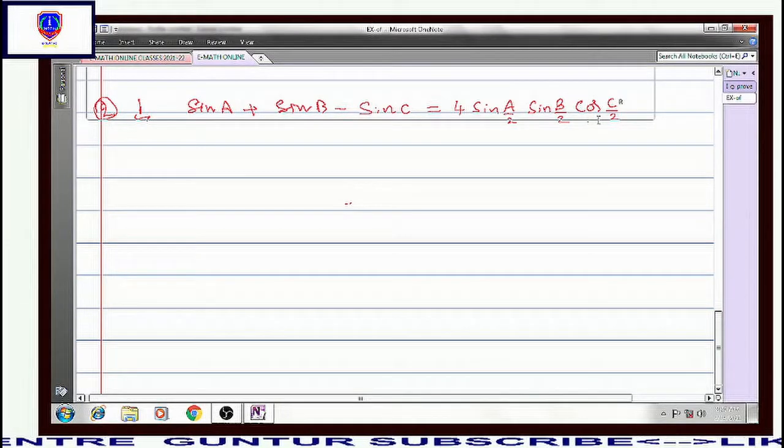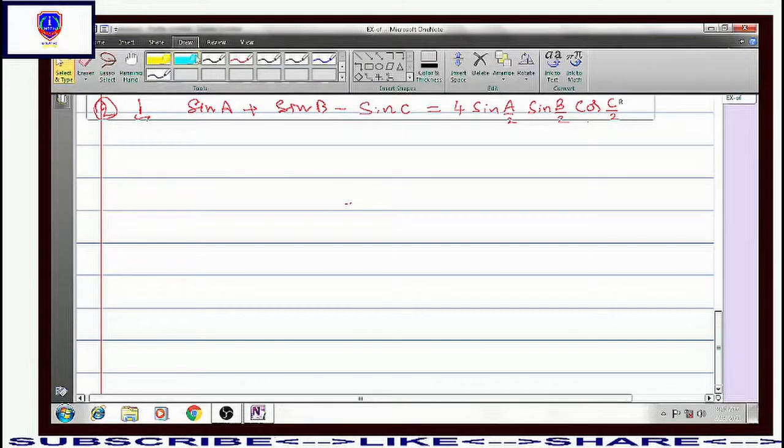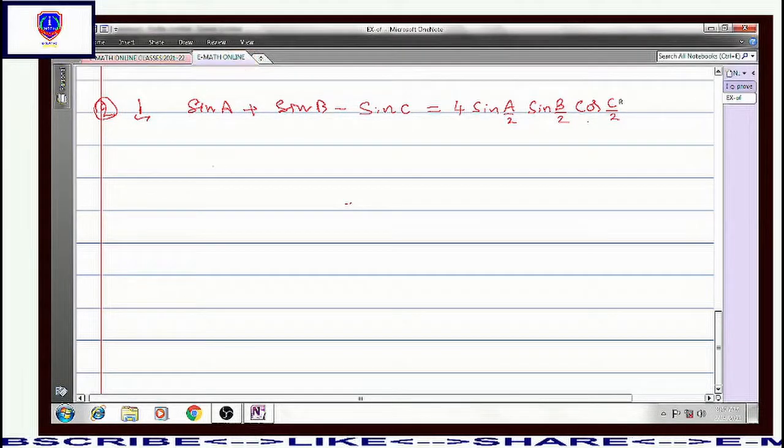Today we are discussing the topic trigonometric transformation. In this topic we will discuss especially the 7 marks questions, and this question is from the academy textbook for the states Andhra Pradesh and Telangana. Take a look at the question. It says sin A plus sin B minus sin C is equal to 4 sin A by 2 sin B by 2 and cos C by 2. This is the question.